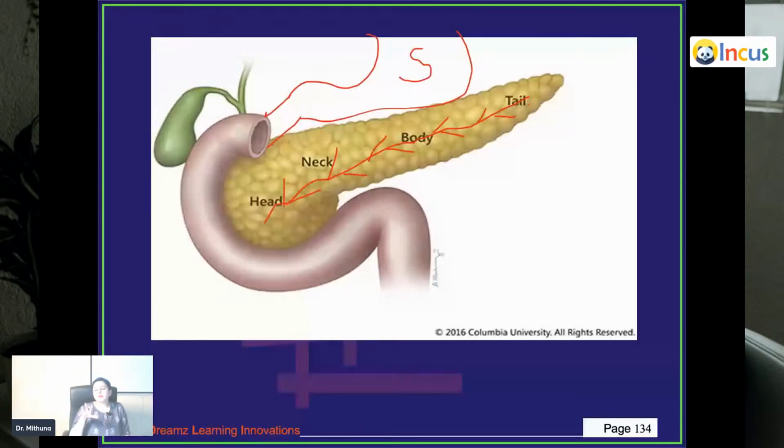So vessel leaf like, all that comes and gets collected, and from the side the pancreatic duct comes, both combine and open in the ampulla of Vater.